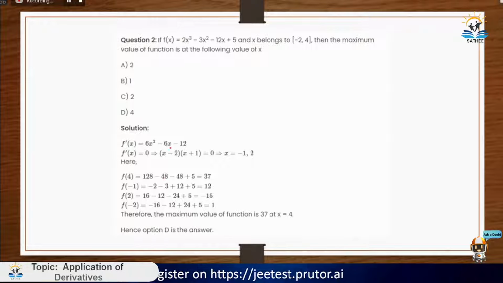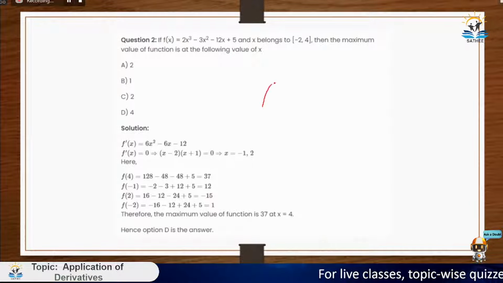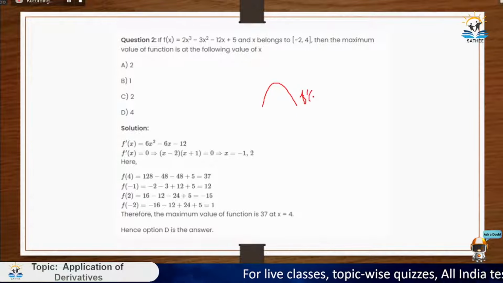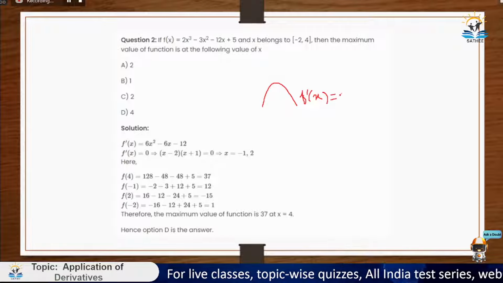Moving on to this question, if f(x) is equal to 2x cube minus 3x square minus 12x plus 5 and x belongs to [-2, 4], then the maximum value of function. तो आपको maximum value निकालनी है. तो मेरे को पता है, मैंने maximum value पे आपको क्या बताया था, maximum value पे आता है maxima, और maxima मैंने आपको बताया था कि at maxima f'(x) is equal to 0. So basically पहले आपको you need to calculate f'(x) and then equate it to 0.